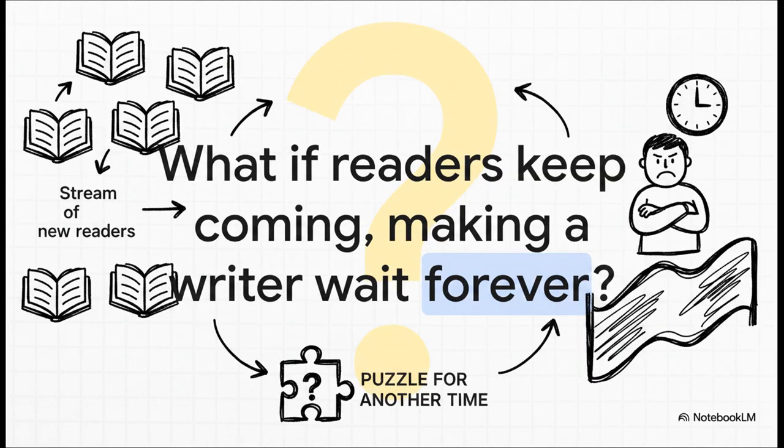And that leaves us with one final nagging thought. This solution is great, but you might have noticed it really rolls out the red carpet for readers. So in a super busy system, what happens if new readers are just constantly showing up, one after the other? That poor writer could be left waiting forever. That problem has a name. It's called writer starvation. But how do you solve that? Well, that's a whole other puzzle for another day.